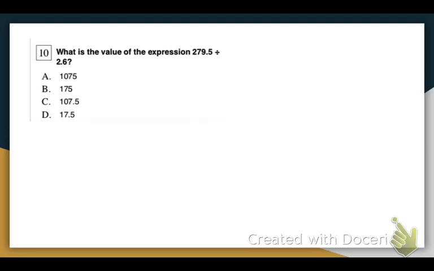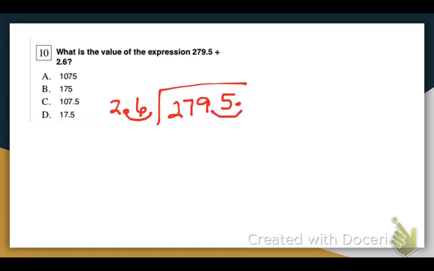Division again. Okay. 279 and 5/10 divided by 2 and 6/10. Remember, we always have to start with a whole number to divide. So we're going to move the decimal here. So it's 26, and move the decimal here. And I'm going to take it right on up.